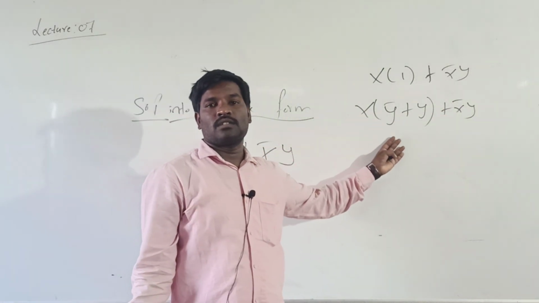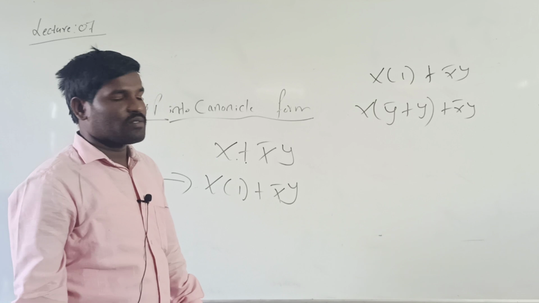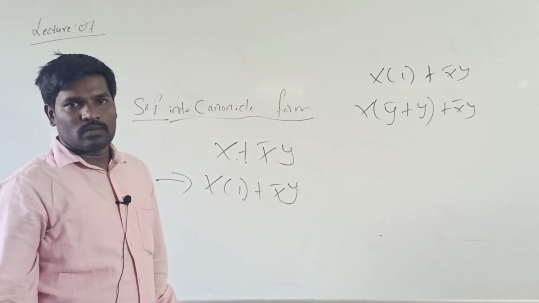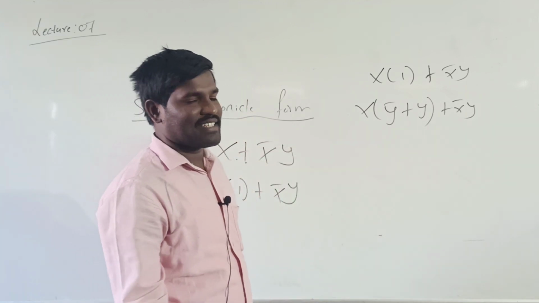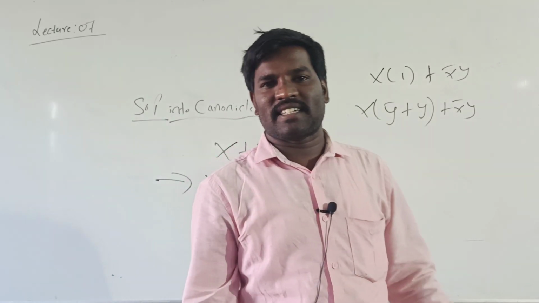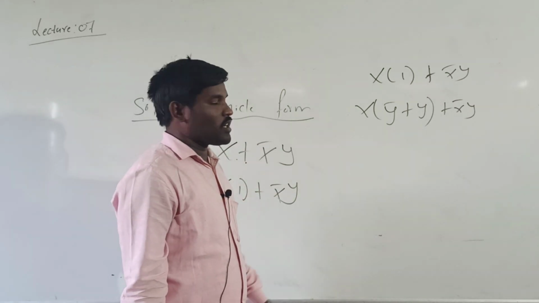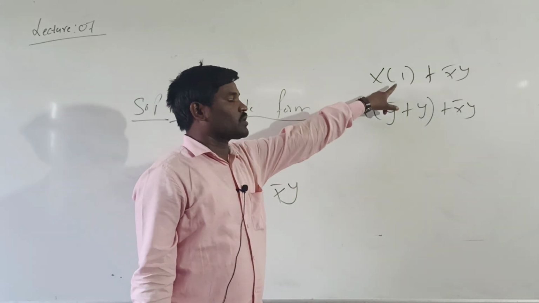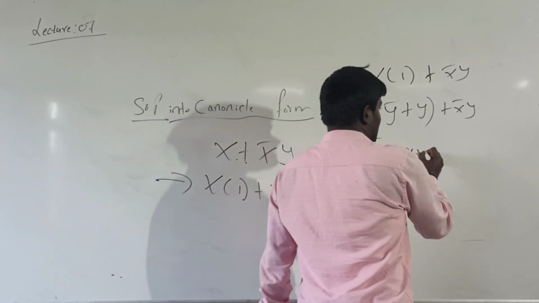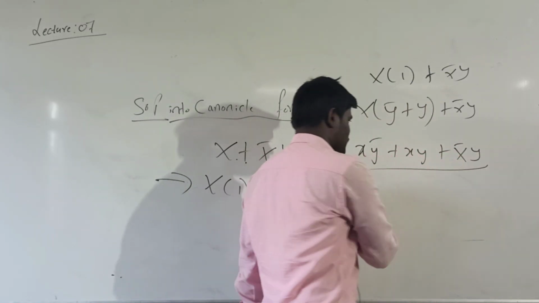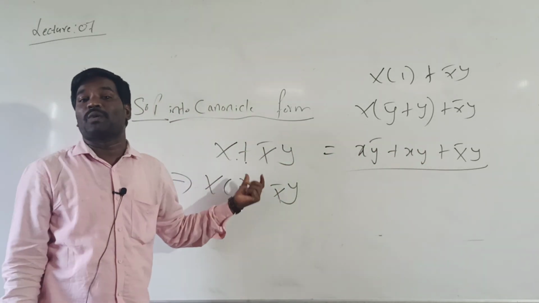According to the law, y plus y bar is equal to 1. This is the complementary law. The complementary law says that x plus x bar is equal to 1, and x into x bar is equal to 0. So according to the complementary law, y bar plus y or y plus y bar is equal to 1. Next you multiply: x y bar plus x y plus x bar y. Now all the terms are present, because this is with respect to two variables.